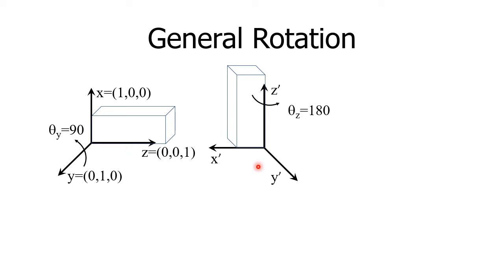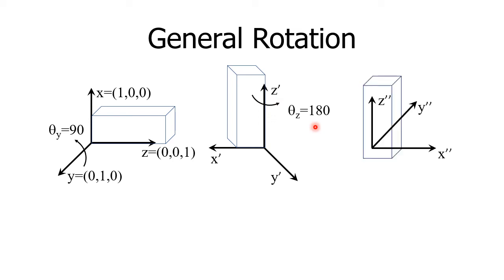And then we further rotate this box about the Z prime by 180 degrees. So this is the final orientation. The Z double prime will be the same as Z prime. The X double prime will be the opposite direction of X prime. And the Y double prime will be the opposite direction of the Y prime after rotation.